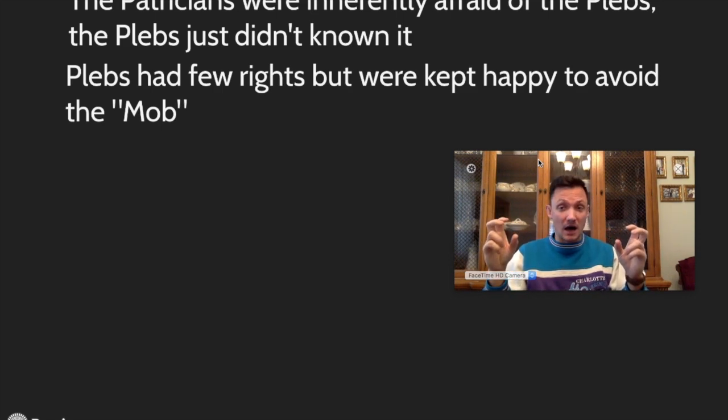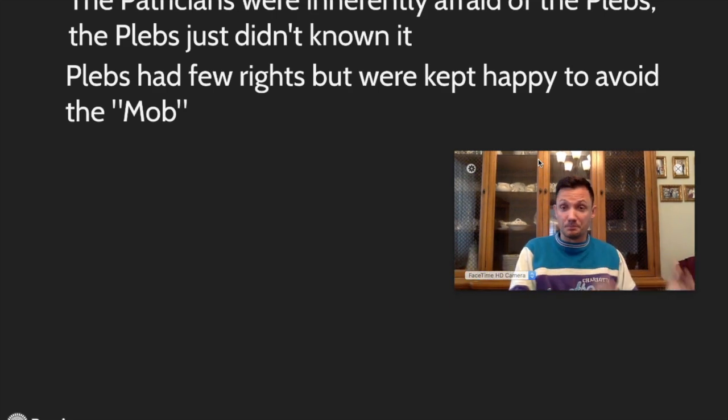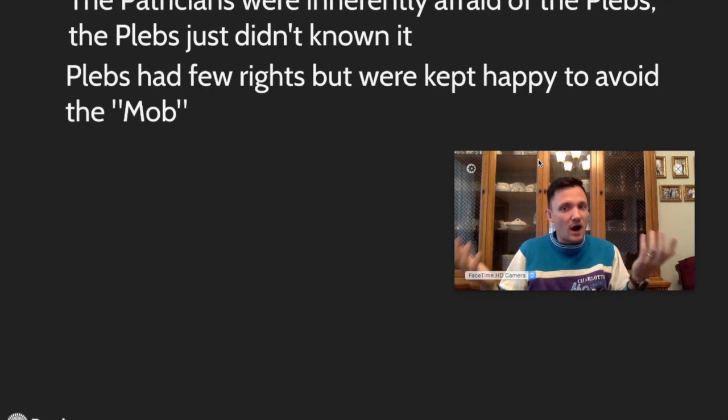The plebes had very few rights, but were actually kept happy because the patricians wanted to avoid what they called the Roman mob, right? If you think about it, if 95% of your society is paying the bulk of its taxes and doing all of the work, at some point they're going to realize that this is really screwed up. And if they get enough sticks and rocks together, they can potentially take you over, right? So what do you think the patricians are going to do to try and keep the plebes happy?